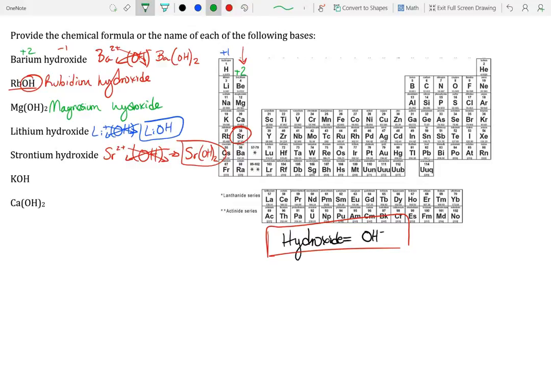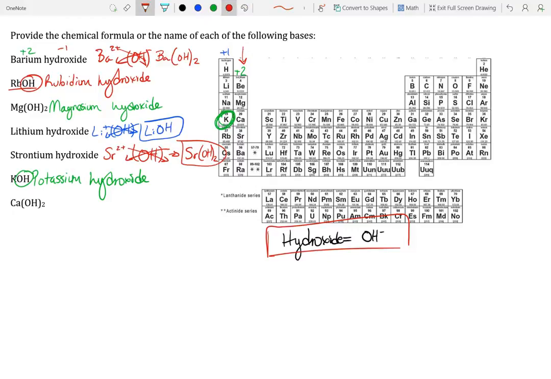So what's K in the next one right here? Well, K is hopefully another one that you should know by heart. It is potassium. And of course we know OH is hydroxide, right? Potassium hydroxide.